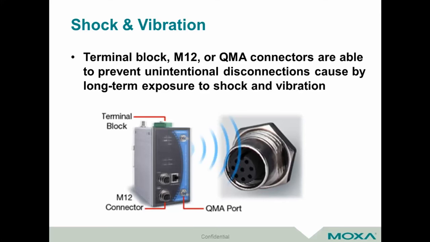Shock and vibration are also a big one. If you've ever plugged a standard RJ45 Ethernet port in, you know it's pretty easy to pull that out again. And so what we start to see in situations where there's a lot of vibration is that the RJ45 port will actually vibrate out. One day, all of a sudden, it'll just disconnect itself. To address that, if you have an application that does have a lot of shock or a lot of vibration, you want to take a look at using a different type of connector. So an M12, which is basically a screw-in type of connector, or on the antenna ports, a QMA style connector, will help ensure that the vibration, the shock, doesn't accidentally disconnect your wireless device.